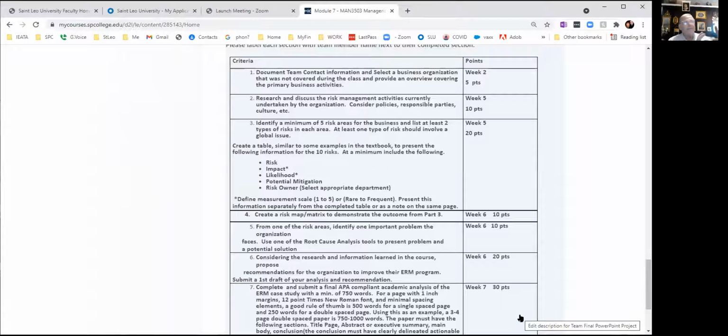So basically what it gets down to is doing a risk assessment for the entire company and then a risk management plan for one specific risk. Because I only need to see one example to know whether or not you understand the concept. I don't need to see them all.